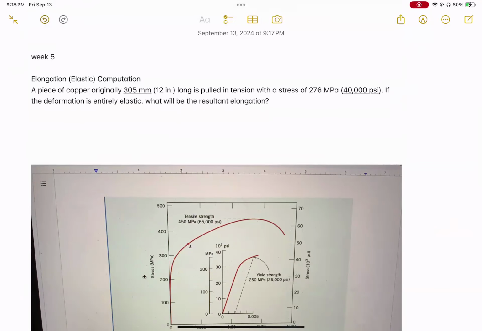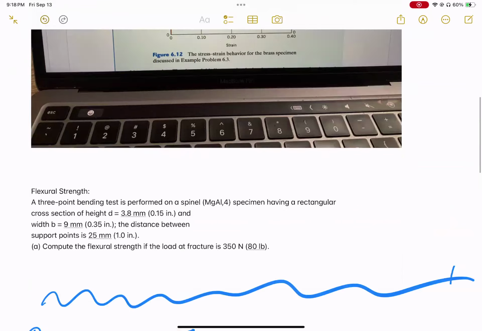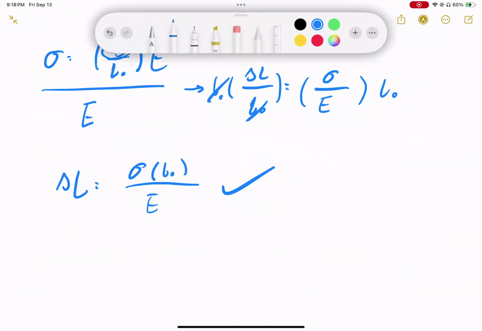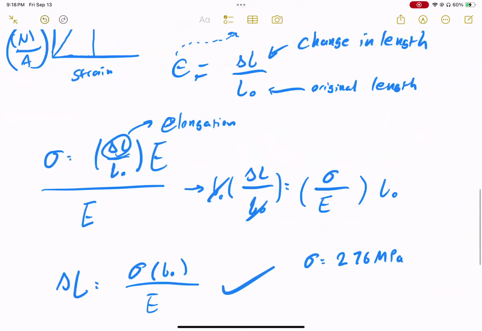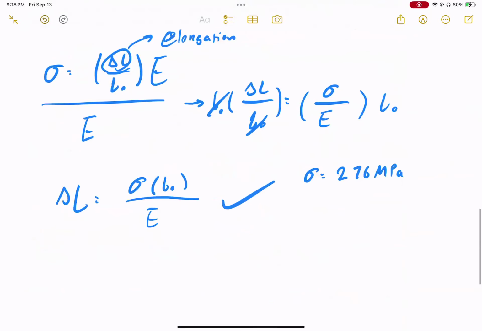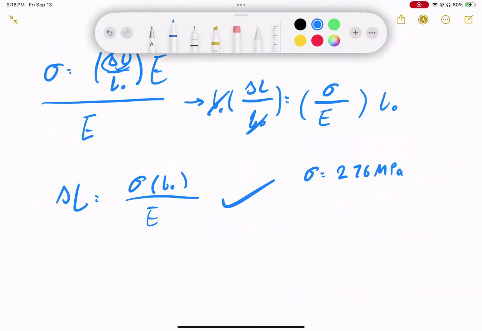So let's see. It's pulled in tension with a stress of 276 megapascals. That is the stress that's explicitly given to us. So the stress is 276 megapascals, and our original length is 305 millimeters. So the original length is equivalent to 305 millimeters.